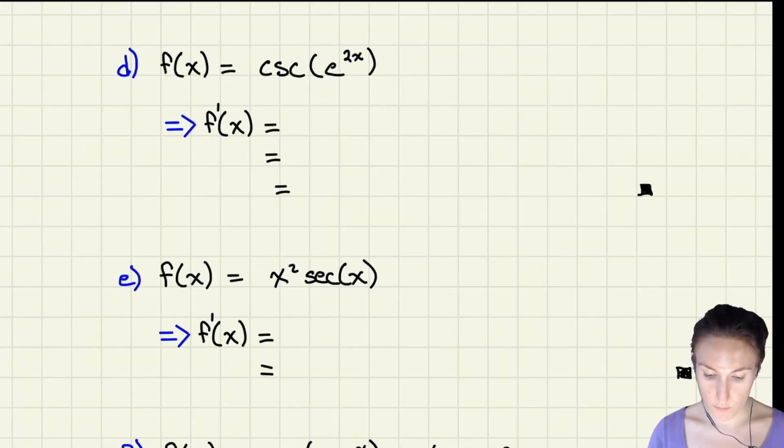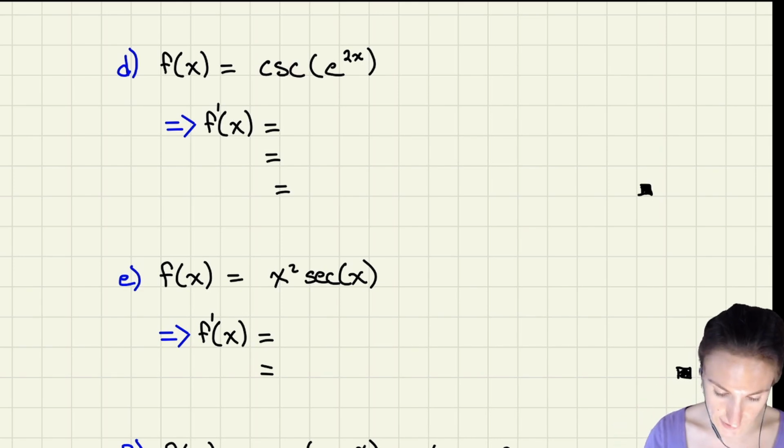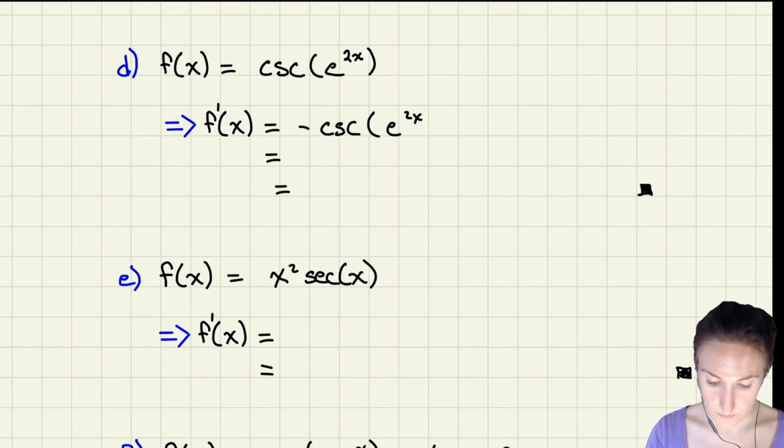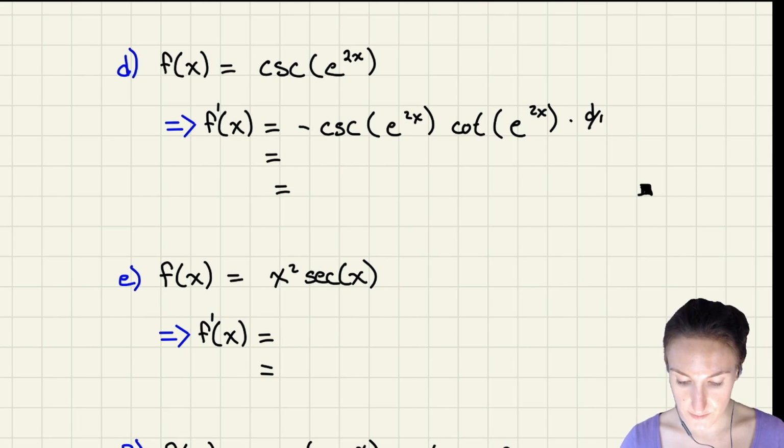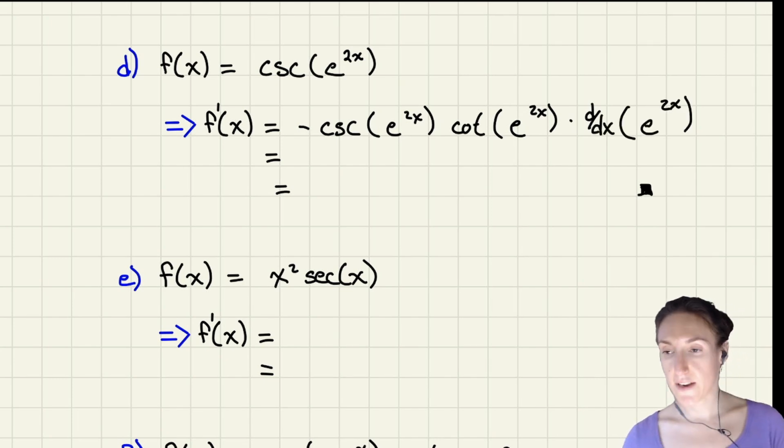Okay, let's do one now that looks like this. So I have cosecant, but now on the inside, I have e to the 2x. Okay, so start from the outside. What's our outside? Our outside is this trig function. So remember, the derivative of cosecant is negative cosecant cotangent. So we have negative cosecant of whatever we have in the inside, cotangent of whatever we have on the inside. Don't let that inside trip you up. And now I can take the derivative, the d dx, of the stuff on the inside, the e to the 2x.